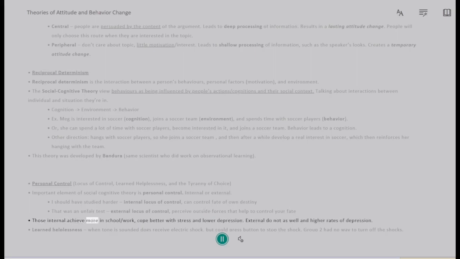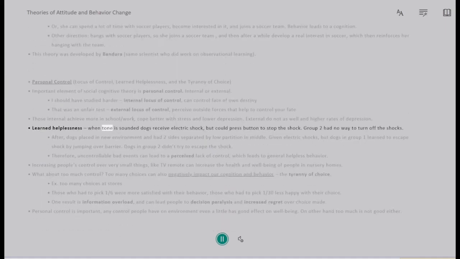Those with an internal locus achieve more in school and work, cope better with stress, and have lower depression. Those with an external locus do not do as well and have higher rates of depression. Learned helplessness: when a tone is sounded, dogs receive an electric shock, but group 1 could press a button to stop the shock. Group 2 had no way to turn off the shocks.